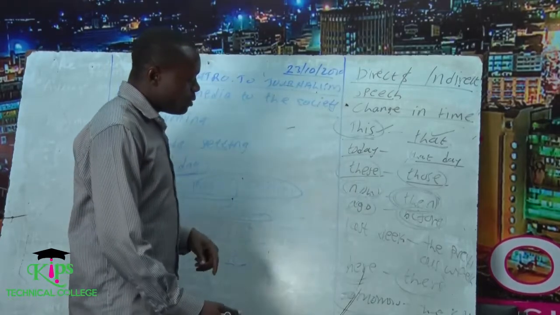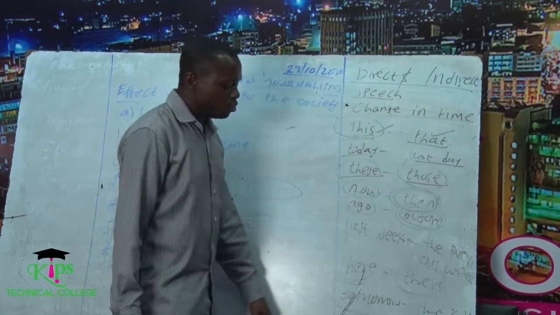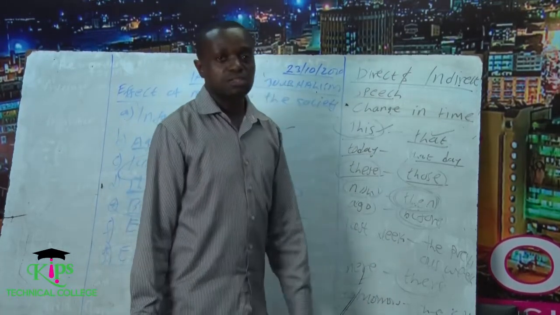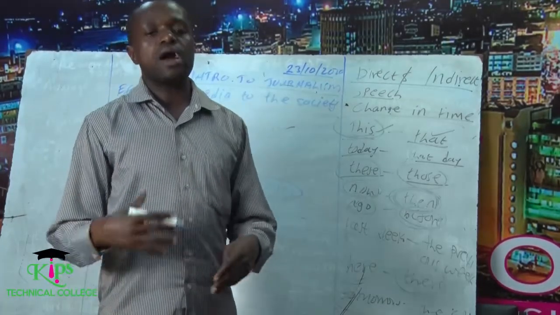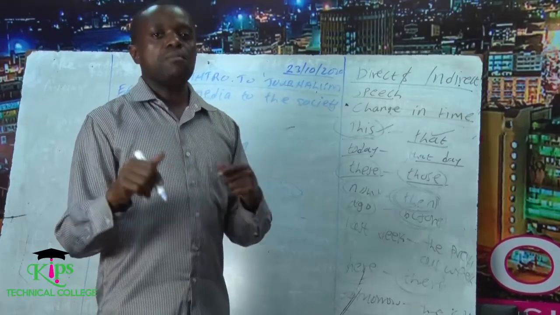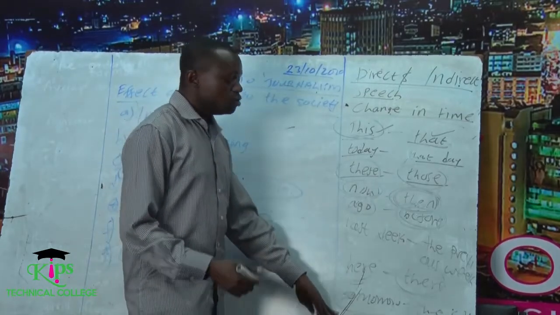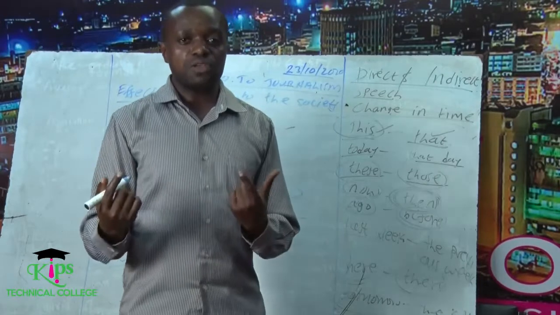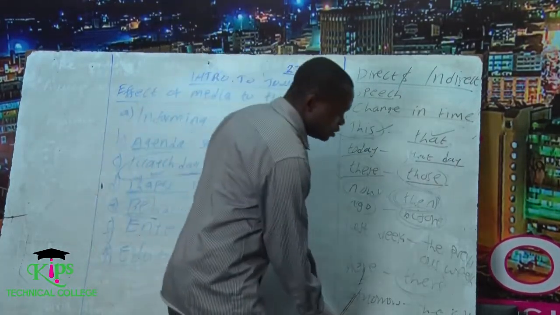We look, for example, at a word like am. Am changes to was. Am is in the present tense form, was is in the past tense form. "I am reading an exercise book." Tom said, "I am reading an exercise book." It's going to be converted back to, Tom said that he was reading an exercise book. So am changes to was.